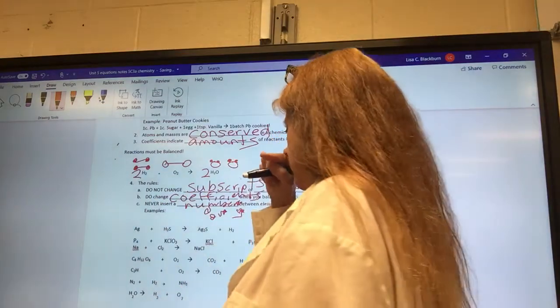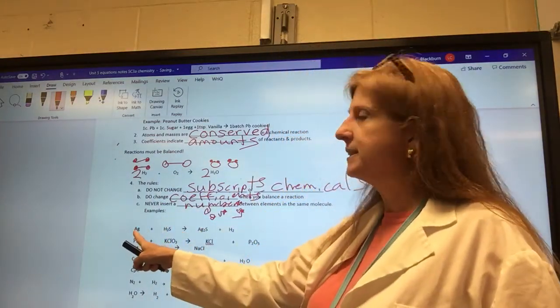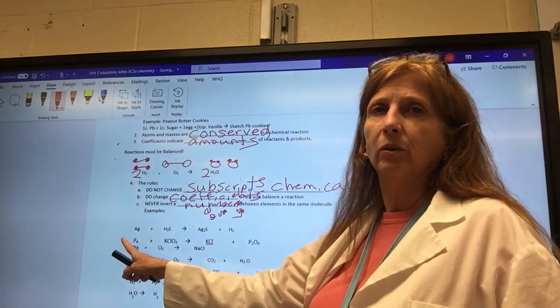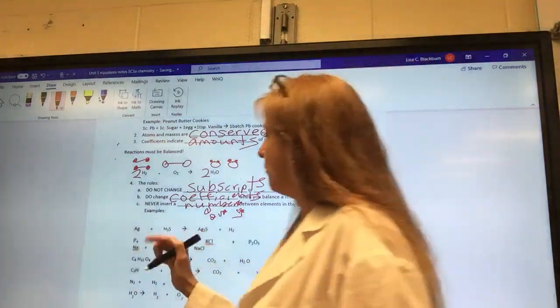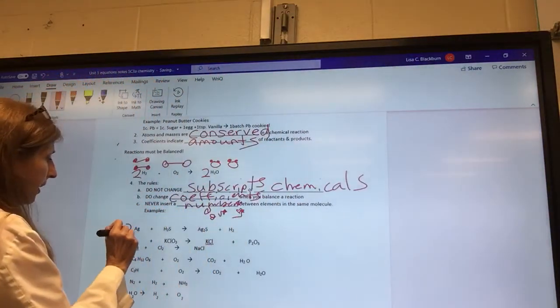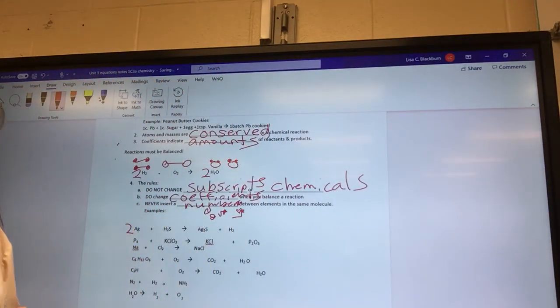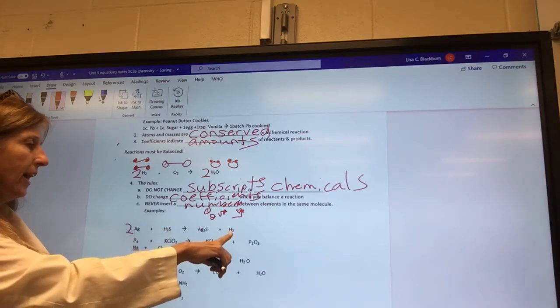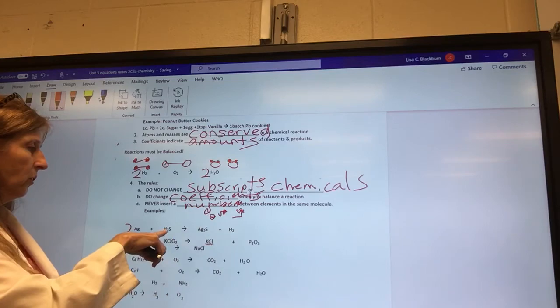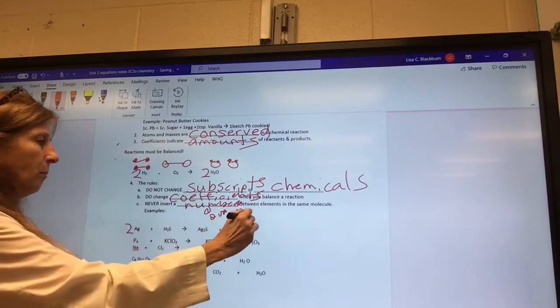Got it? All right, so on this side, how many silvers do I have? 1. How many do I have over here? 2. So I go over here and I write a 2. And then I keep checking everything. How many hydrogens do I have? 2. How many do I have? 2. How many sulfurs? 1. How many sulfurs? 1. It's all balanced now.